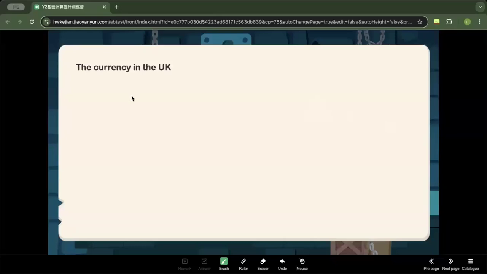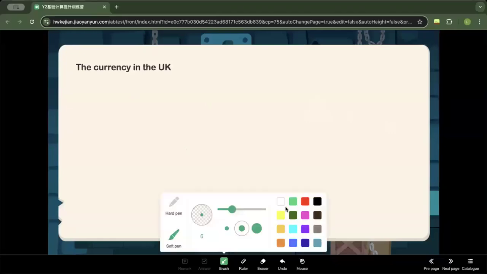So I believe everybody knows a lot about money. First of all, let's have a little review about the currencies in the UK. In our daily life, we have a lot of currencies: the coins, which are the little metal coins that are round or different shapes, or the paper money, which we call the notes.